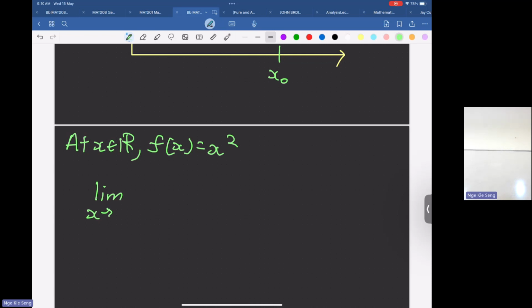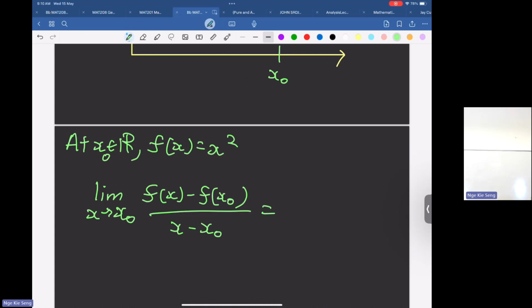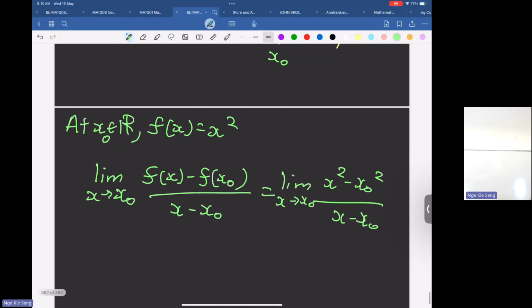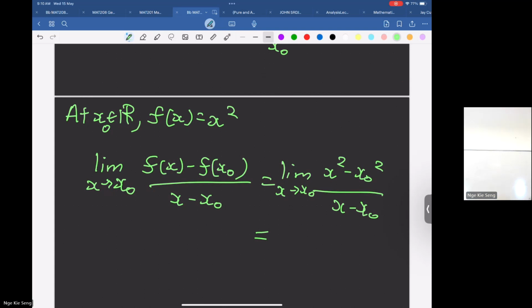So converge to where? Converge to some places. Okay. So let's say at this point, f(x) minus f(x0) over x minus x0. What do we get here? We get x squared minus x0 squared over x minus x0. And then from here, what do we get? We get x plus x0, right? The x minus x0 gets cancelled out. And then altogether we get 2x0.